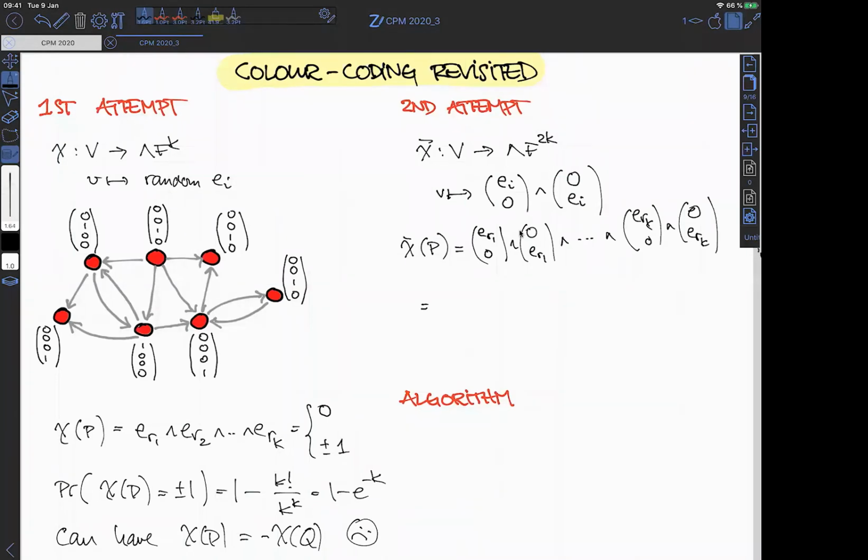By reordering this thing, it's going to be the determinant of E_R1 here, E_R2, E_RK, a bunch of zeros.